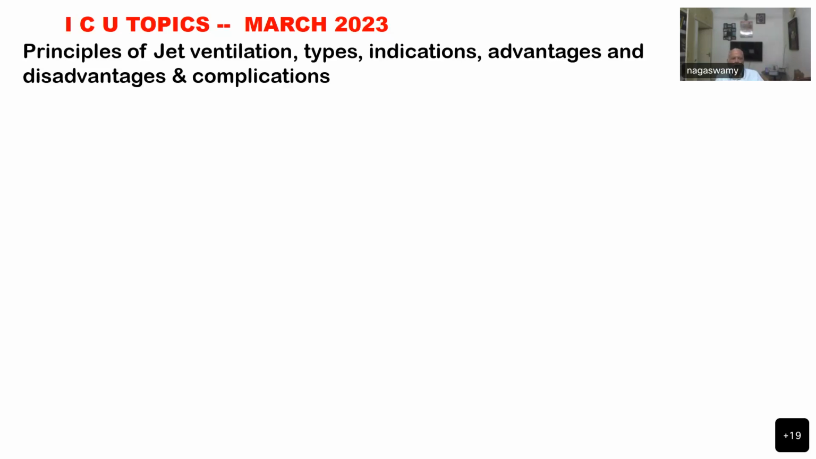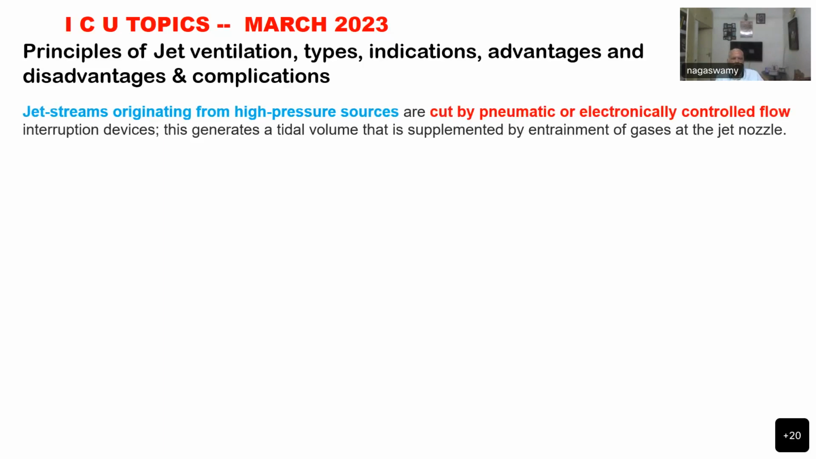So the question is principles of jet ventilation, types, indication, advantages, disadvantages, and complications. This question has been asked in the theory examination 2 or 3 times repeatedly. So jet streams originating from a high pressure source are cut by pneumatic or electronically operated interruption devices. This generates a tidal volume that is supplemented by entrainment of gases also.